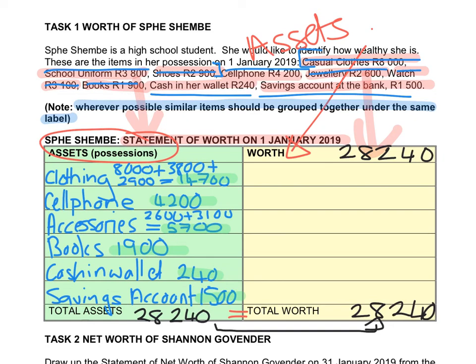To fully develop this skill and to further understand, I'd like you to please do task 2 now and complete it for homework if you haven't finished it before our next lesson.